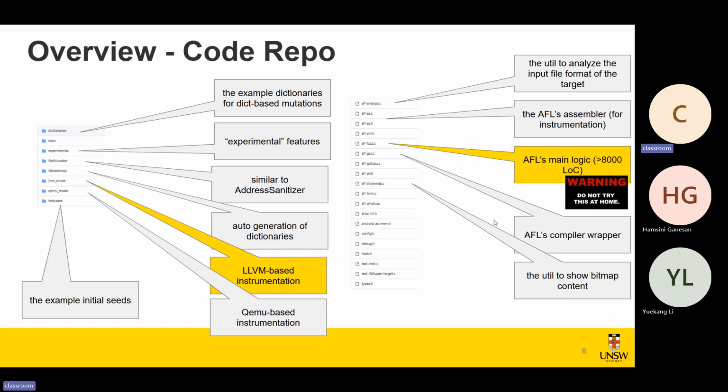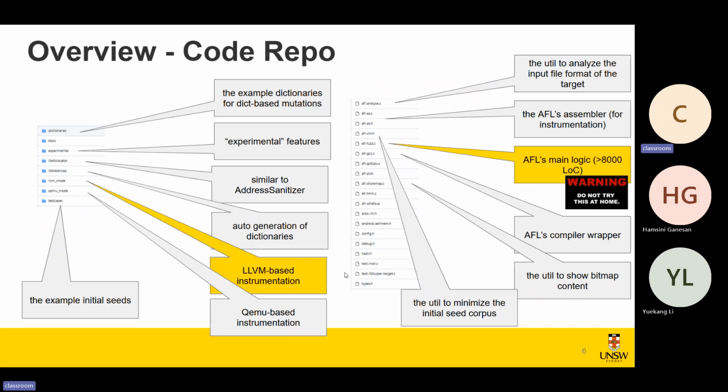And there's another one called AFL show map. It is a utility to show the bitmap content, and we will learn what a bitmap is later, and you will be using it for the assignment too. And there's another utility which is related to minimizing the initial seed corpus. So we will learn about it with some practice later.